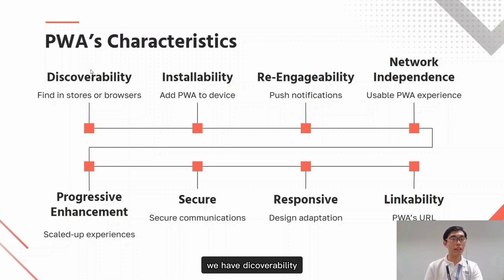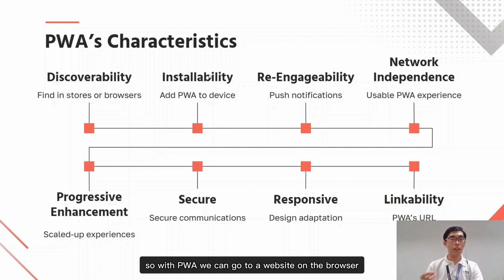First, we have discoverability, which means that we can access a PWA through the browser by going to the URL, or we can find a PWA on the store and download it. Next is installability, which I have just demoed for you. With a PWA, we can go to the website in the browser and download the website and use it just like a normal native app.